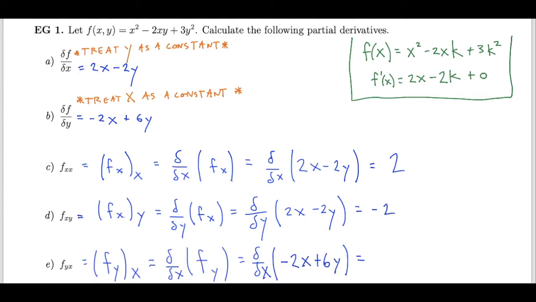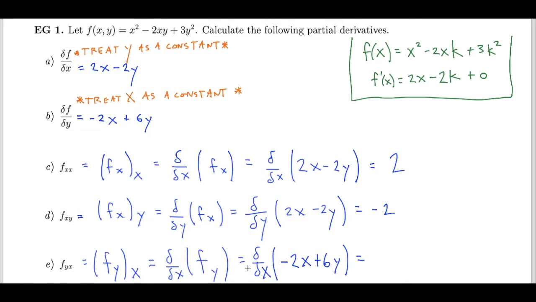Expanding my notation again, I notice that in this part, I want to first take the partial with respect to y, and then apply the partial derivative with respect to x to that. So here I've written that out. This inside derivative is my answer to part B. So I'm going to take my answer to part B, and then I will apply a derivative with respect to x to that. So here's my answer to part B.